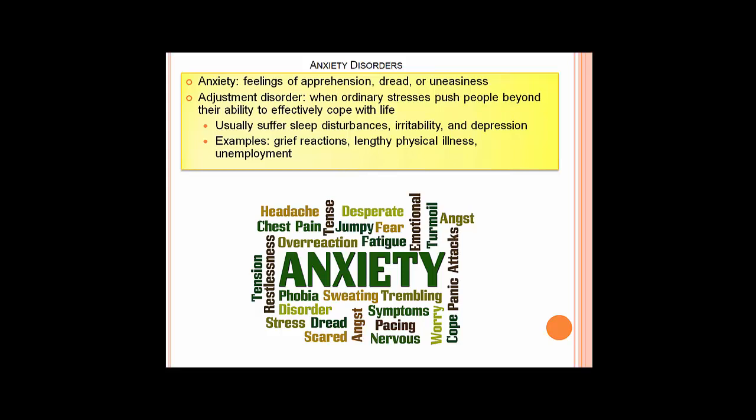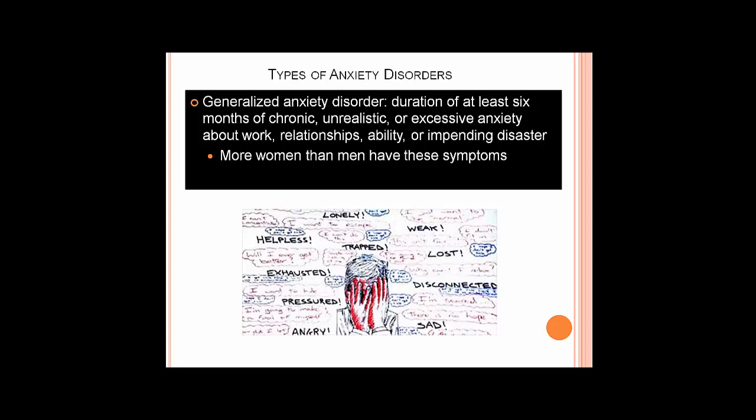The lowest level of the anxiety disorders are adjustment disorders, or fall within the realm of adjustment disorders. And that's where ordinary stress sort of pushes us beyond our ability to effectively cope. And in fact, adjustment disorders don't really get a bona fide DSM diagnostic disorder, clinical disorder. Rather, they're what are called V codes. In an anxiety adjustment disorder, there's usually some sleep disturbance and irritability, depression.